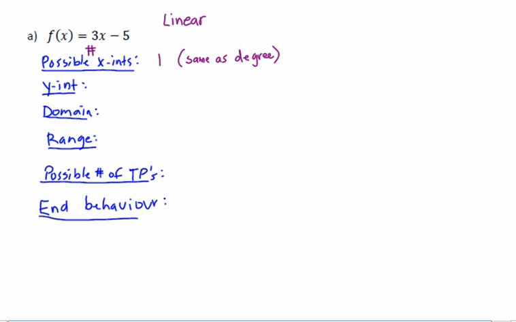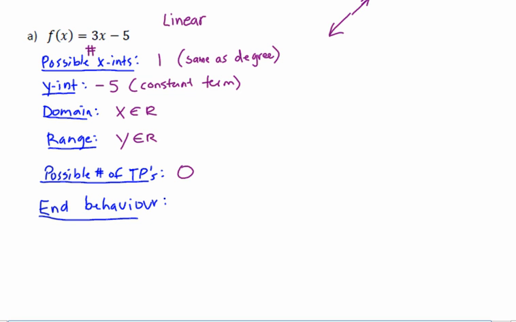Okay, y-intercept. What would be the y-intercept? -5, it's the constant term. Domain, we're dealing with a positive linear line. What would the domain be? x is an element of the reals, and range is always y is an element of the reals. Possible number of turning points. If the degree is 1, it would be 0 because it's 1 less than the degree.